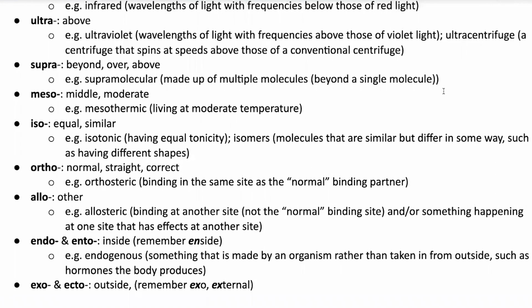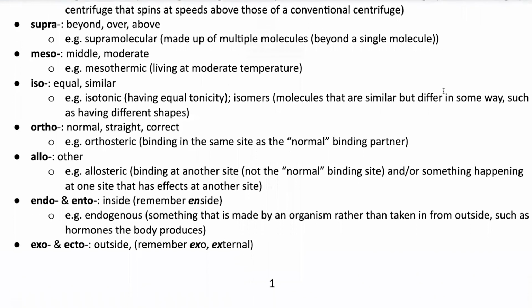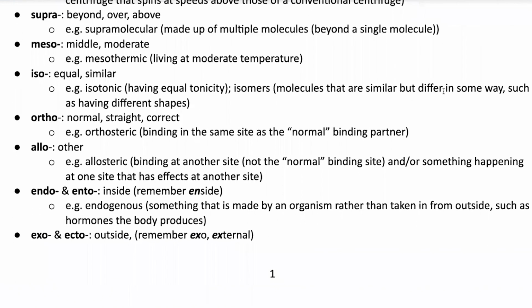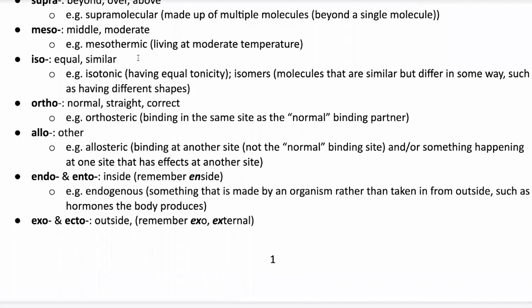So supra, this one's like beyond, over, or above. You might see the term supramolecular, so made up of multiple molecules. So not just a single molecule, but multiple things held together by non-covalent bonds. Okay, meso, middle or moderate. So something that's mesothermic is going to basically be living at a moderate temperature, and we'll get into later how therm is referring to temperature.